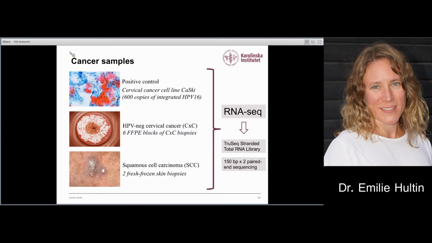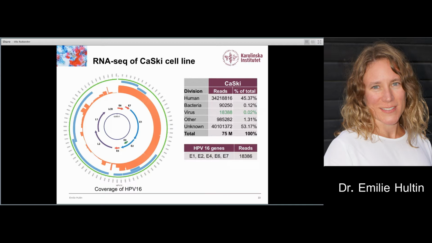And here are the results from the Kaski cell line known to contain HPV-16. The table to the right shows the number of reads for the different species, like human, bacteria, viruses, etc. And we see in the viruses in green that we detected around 18,000 viral reads. And the HPV-16 genes that we detected were the early onset genes E1, 2, 4, 6, and 7.